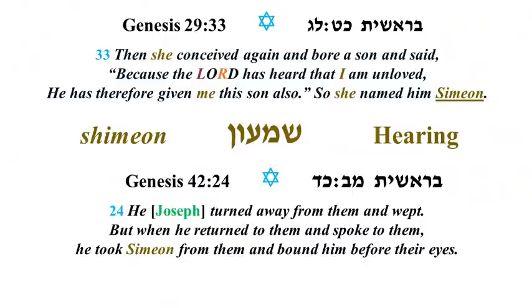She named him Simeon, which means hearing, right? Look at Genesis 42. This is when the brothers came to Egypt to get food. And they don't recognize Joseph, but Joseph recognizes them, and he starts playing with them a bit. And he says in Genesis 42:24, he, Joseph, turned away from them and wept. And when he returned to them and spoke to them, he took Simeon from them and bound him before their eyes. So Simeon, their hearing, gets bound and put in a little prison here for a while.